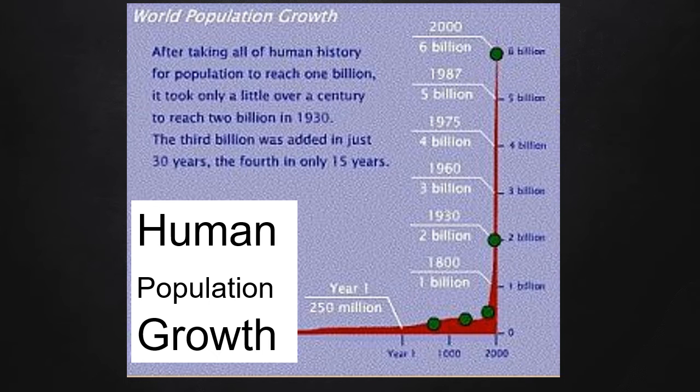Well, let's look at history. About 2,000 years ago, we were at 250 million people on the planet. By the year 1800, we hit our first billion. By 1930, our second billion. By 1960, our third billion. By 1975, a year after my birth, 4 billion. By the year 2000, we were at 6 billion. And now we're at 7.5 billion. We're clearly increasing at an exponential rate.